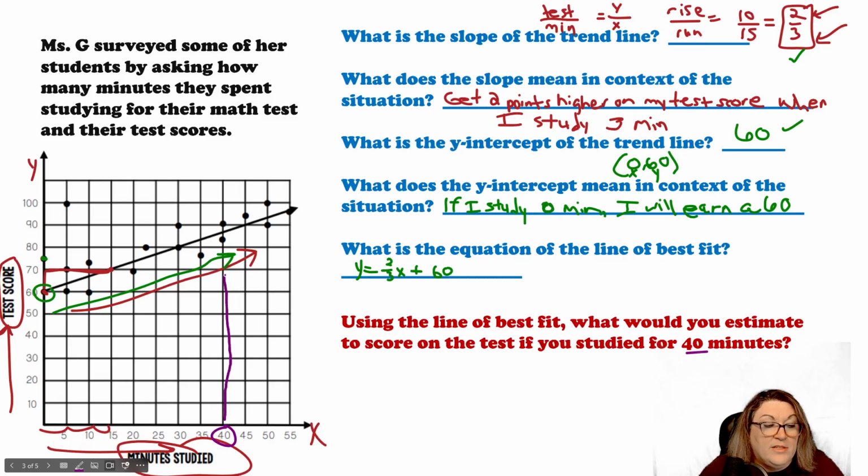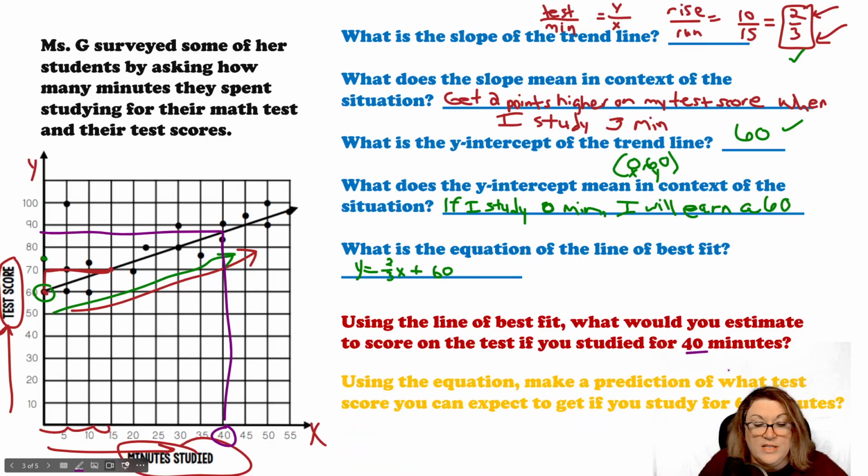Don't follow it up to data points. Follow it up to your line, right? And then follow it across. And I would expect to get about, it looks like a 96, 97. So if you study for about 40 minutes, you can expect to get a pretty high score there, 96, 97. That's what it looks like, according to this data trend, okay? Another question is using the equation.